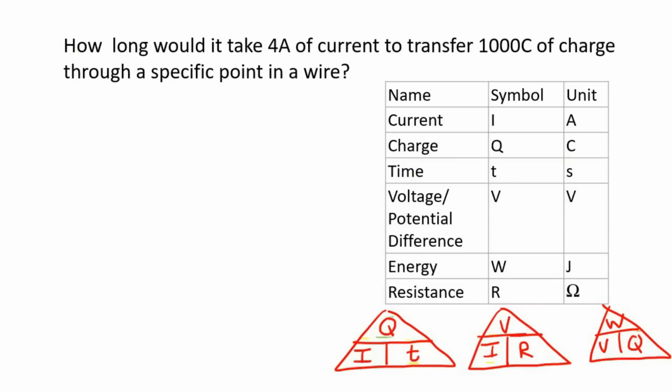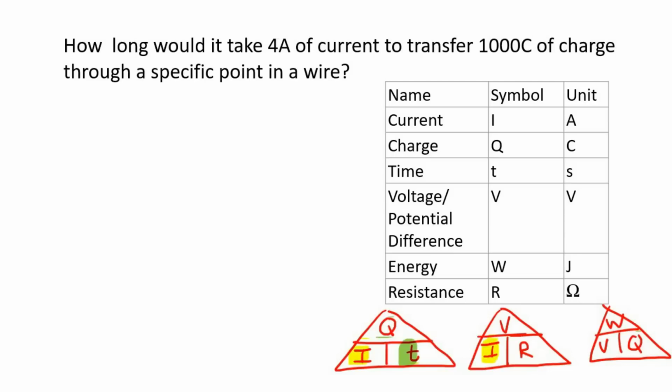So let's go to another example. So this question says, how long? Well, that means time. So we're looking for time. So let's just go highlight time. Would it take for 4 amps of current? So current is over here. So the symbol is an I. So we go highlight all of the I's.